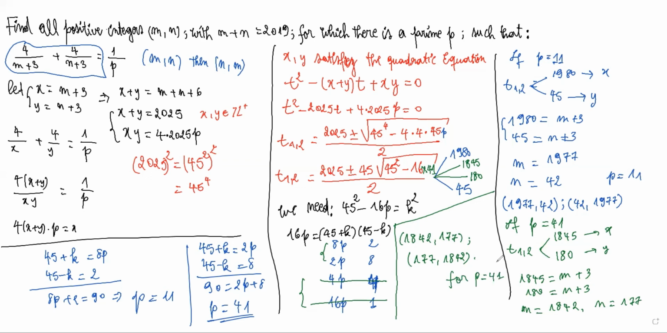So all in all, there are only two primes that satisfy this. Let me just write the full solution. There are only two primes that satisfy this given equation. Those primes are 11 and 41. For the prime 11, we have two symmetric pairs of solutions. And for p equals 41, we also have two symmetric pairs of solutions.